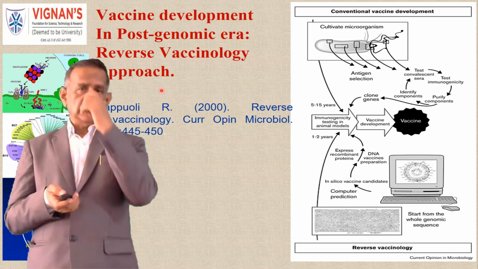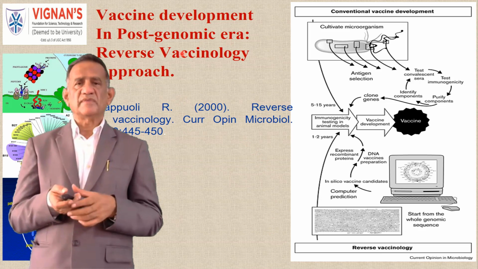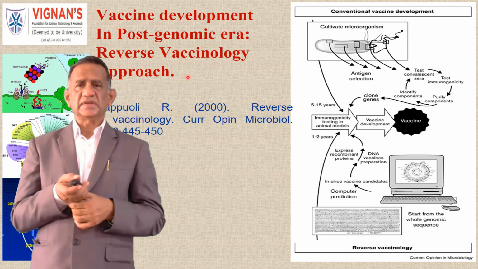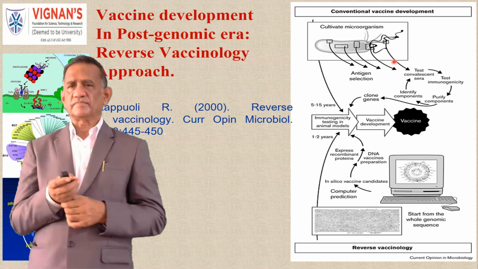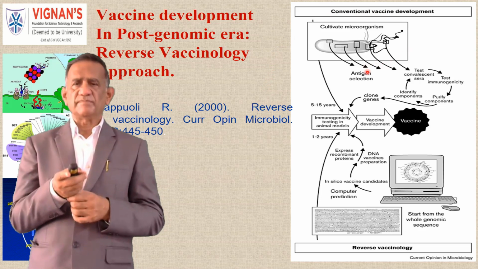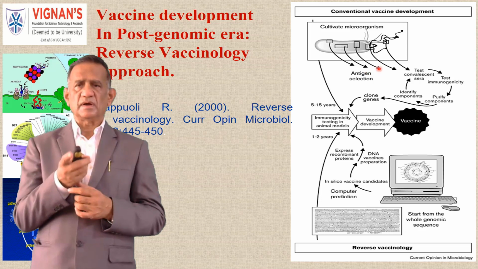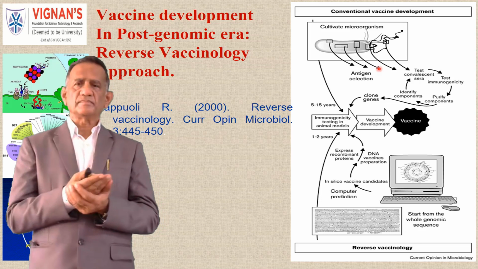So now, let us see the vaccine development in the post-genomic era. That is reverse vaccinology. In the diagram you see, at the top it is shown conventional vaccine development. In that conventional vaccine development, the cultures of the microbe are shown. The microbe has several antigens.